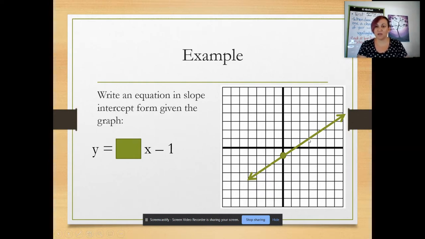I could draw a dot here, and that's the dot I chose. Or you could also draw a dot up here. So it doesn't matter where your dot is. You should get the same answer every time.